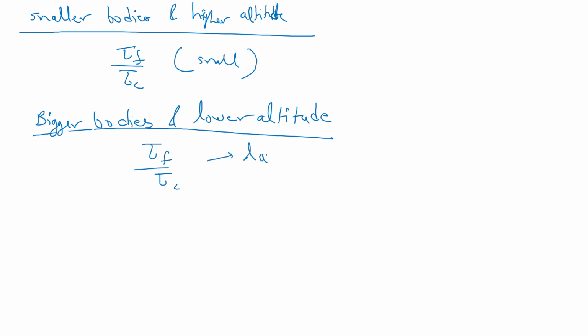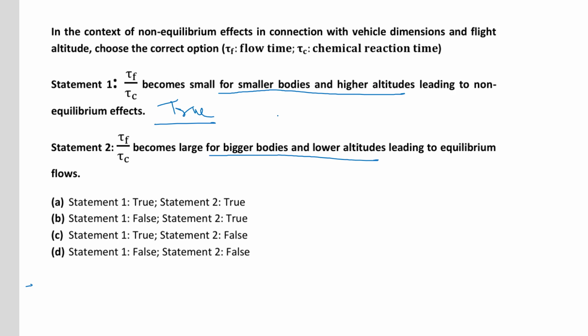It will be large, and if this value is large, then chemical reactions are happening faster than the flow time. So the flow will have equilibrium flow. So this statement is also true, which says tau f and tau c become large for bigger bodies and lower altitude, leading to equilibrium flows. So both statements are true. So option A is the correct option.